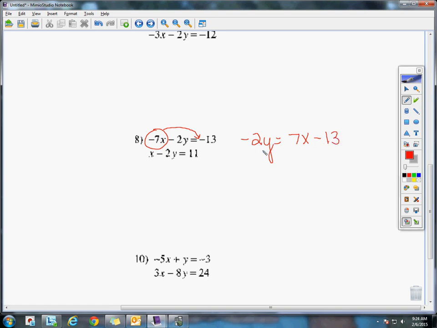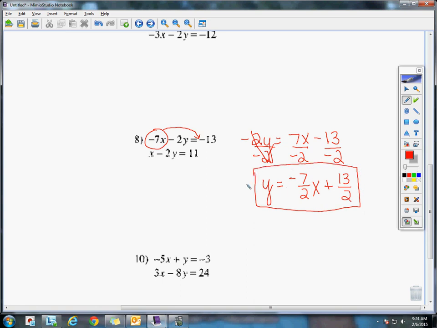We have to do the second step, which is the great divide, and we're going to divide everything by this negative 2. So we have y equals, you can type in the calculator 7 divided by negative 2 and hit math and enter, and it will come out to negative 7 over 2. Don't forget your x, and then you can type in negative 13 divided by negative 2, math and enter, and that comes out to positive 13 over 2. So there's your first equation.